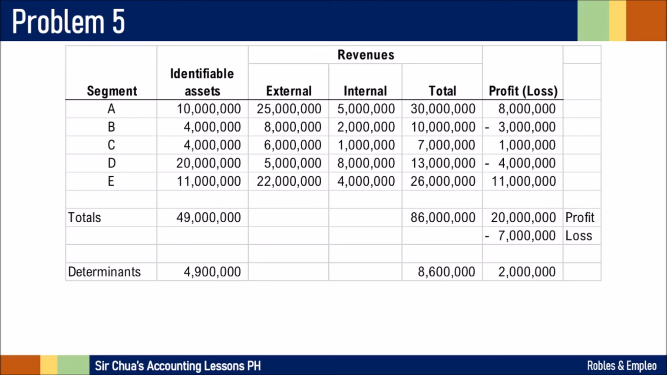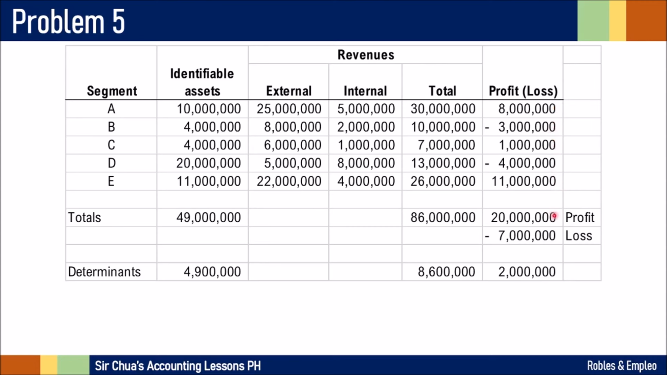This is the first thing that you need to do. Get first the total of your identifiable assets. So, 10 plus 4 plus 4 plus 20 plus 11, your total identifiable assets is 49 million. Get also the total of your external and internal revenues to get your total revenues, and then get it also 86 million. And then, as to profit, 8 plus 1 plus 11 is 20.